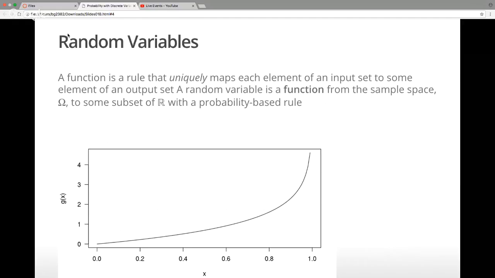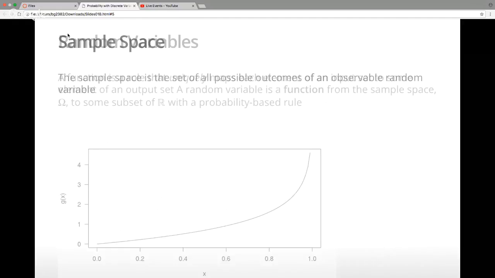And what makes this random variable a special type of function is it is going to have a probability-based rule defining the mapping from the input set to the output set. And we'll see examples of that in a second.